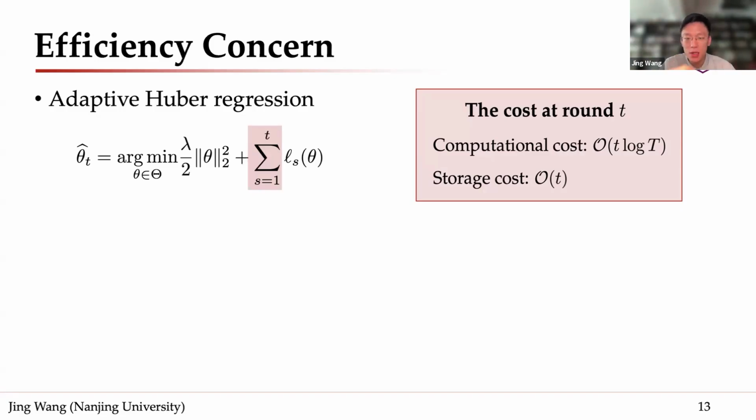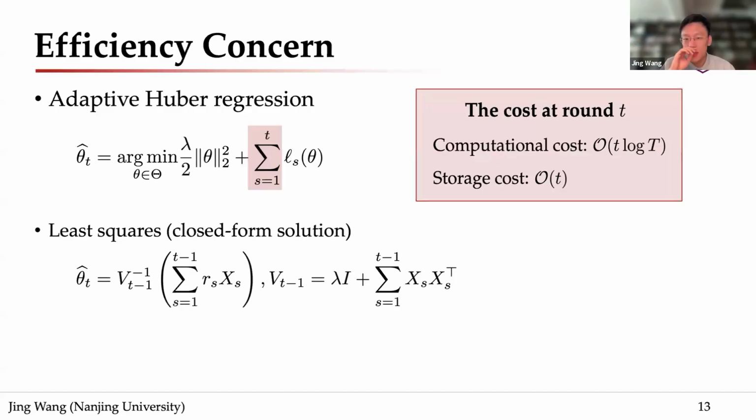Meanwhile, the storage cost also grows linearly with T, since we have to keep all past data in memory. So this is actually very impractical, especially since the bandit setting is an online scenario, where we cannot afford a cost that goes linearly with time.